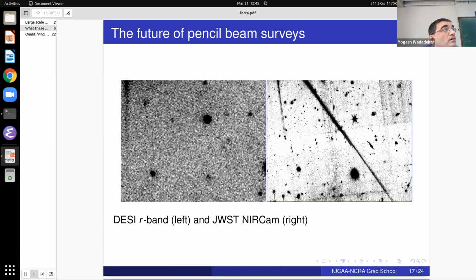Sorry? So the clusters are the largest gravitationally bound structures. Galaxy clusters are the largest gravitationally bound structures we know of in the universe. The supercluster is not really gravitationally bound.